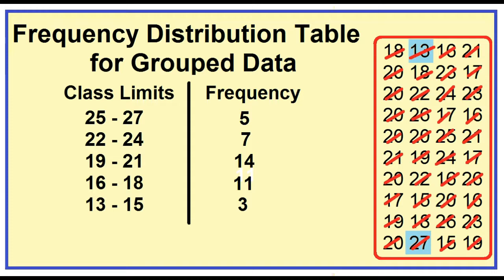Then add the frequency of each class. 5 plus 7 plus 14 plus 11 plus 3 is equal to 40. The total of the frequency represents the number of women included in the sample.